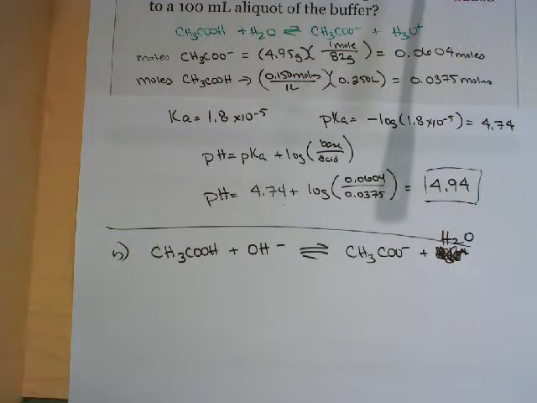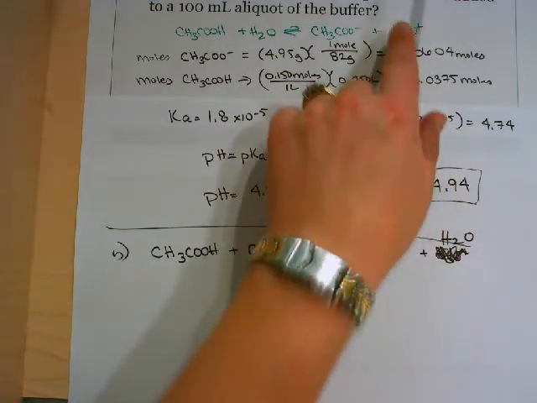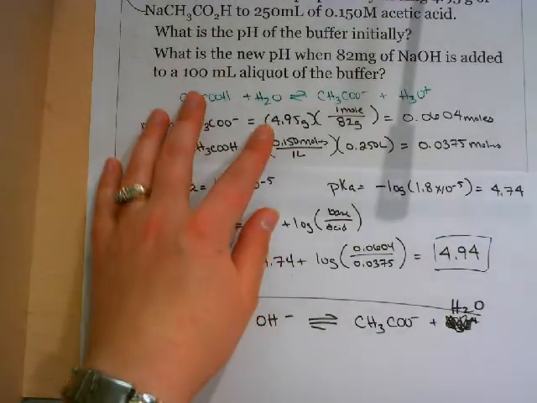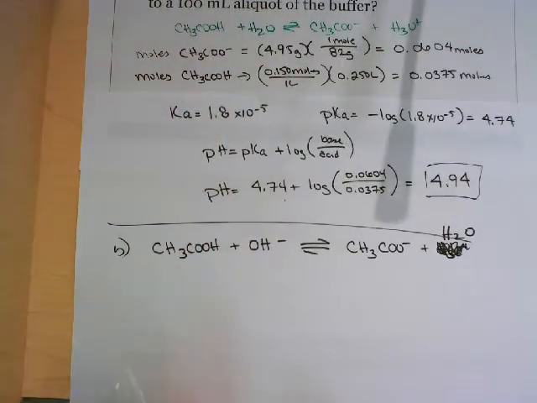So that's how you know what to pick, right? You know you have a strong base. The strong base is going to react with the acid. And I've given you a Ka, which means acid has to be the reactant. Alright, so now I've got that set up. Can I use the Henderson-Hasselbalch equation right this second?